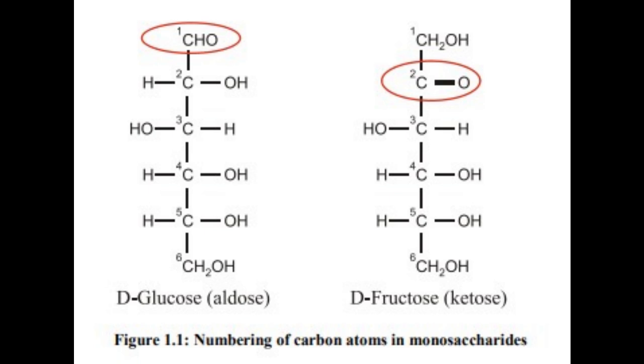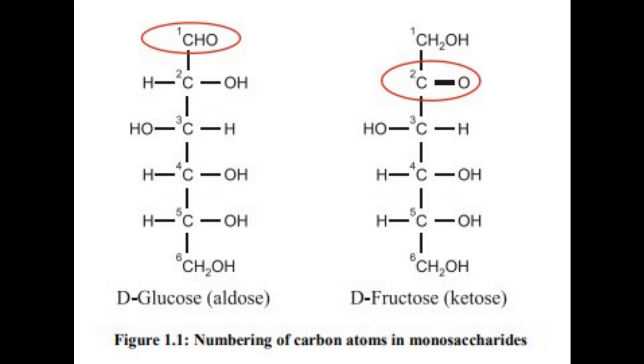Figure 1.1. Numbering of carbon atoms in monosaccharides. Look at the screen. Monosaccharides can further be divided on the basis of the number of carbon atoms they possess. Table 1.1 will be helpful to understand how the monosaccharides are classified, considering the number of carbon atoms in the molecule, as well as the nature of the carbonyl oxygen with specific examples.